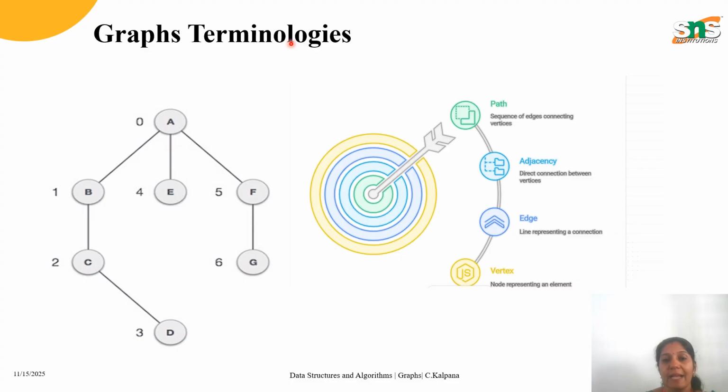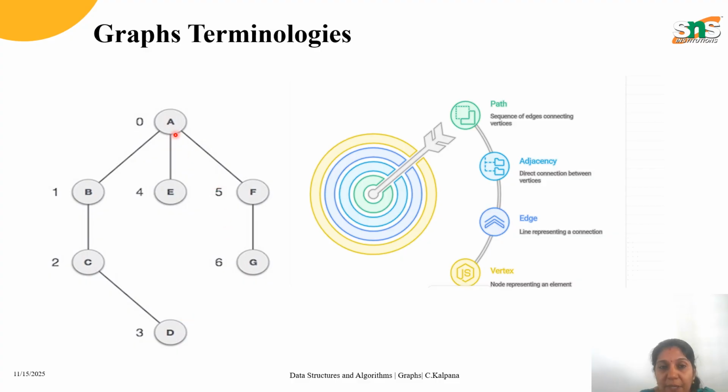Next, we'll see the graph terminologies. Some important and notable terminologies we discuss here. The first one is the path of the graph. When I say path, it is nothing but the sequence of edges between the nodes. For example, from A to D, is there any path? Yes. We can represent this path from A to D as A to B, B to C, C to D. Consider A as my source and D as my destination. So the path between A to D is A to B, B to C, C to D.